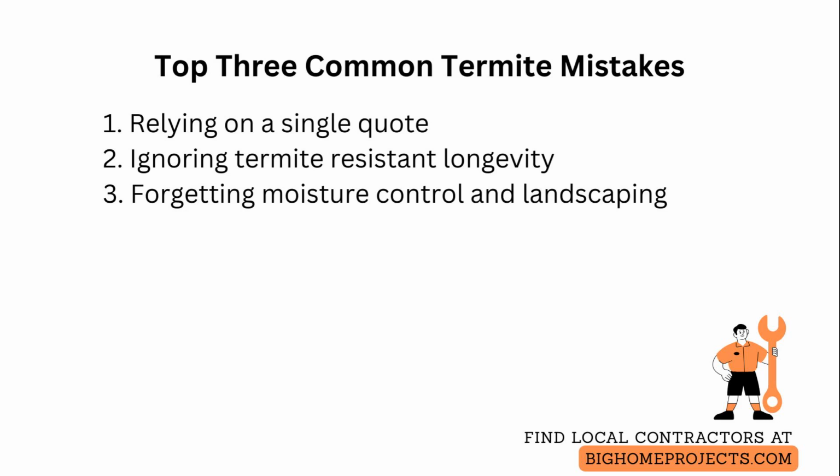Another pitfall is ignoring the longevity benefits of termite-resistant materials, so you underprice replacement. Fix this by converting material and warranty advantages into years of expected service and annualized cost comparisons. Homeowners also often forget to include moisture control and landscaping changes that affect risk. Include an explicit list of required moisture mitigation actions and their costs before choosing retreatment only.